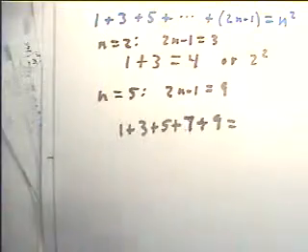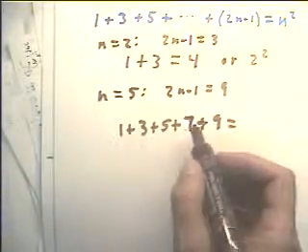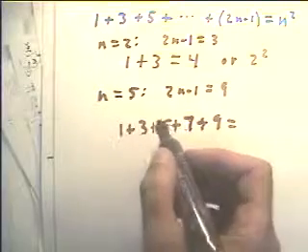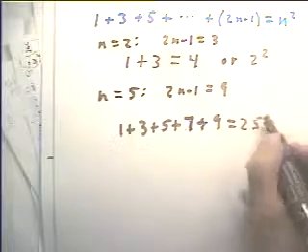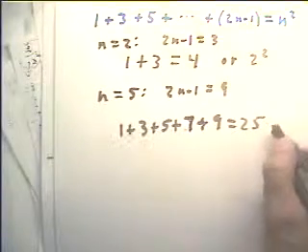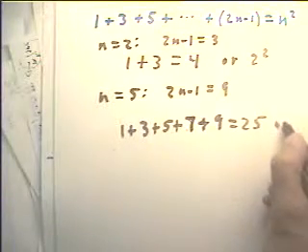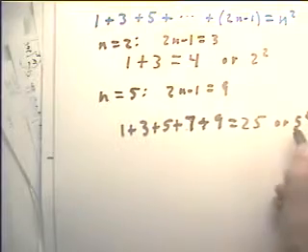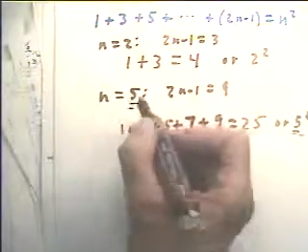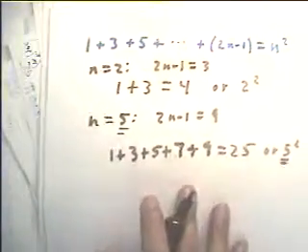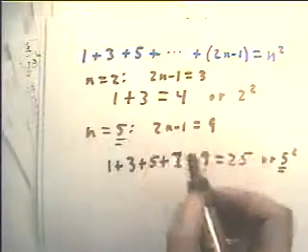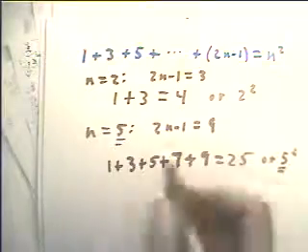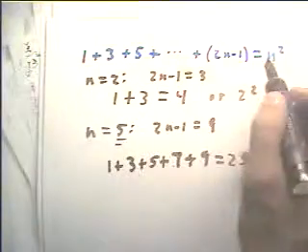Okay, well, if you add these up, I think you're going to get 25. 9 and 7 is 16, and 5 is 21, and 3 is 24, and 1 is 25. And of course, that's what? 5 squared. Now the 5 here matches the 5, as it should. In other words, if we substitute 5 for n, we should get 5 squared when we add all this up. That's what this is saying.